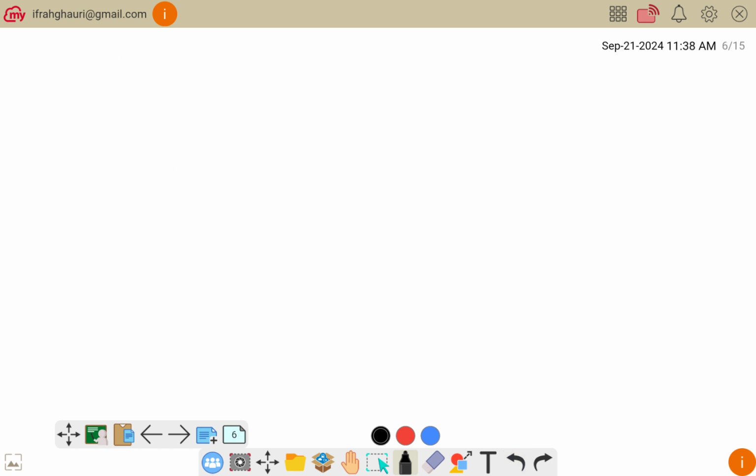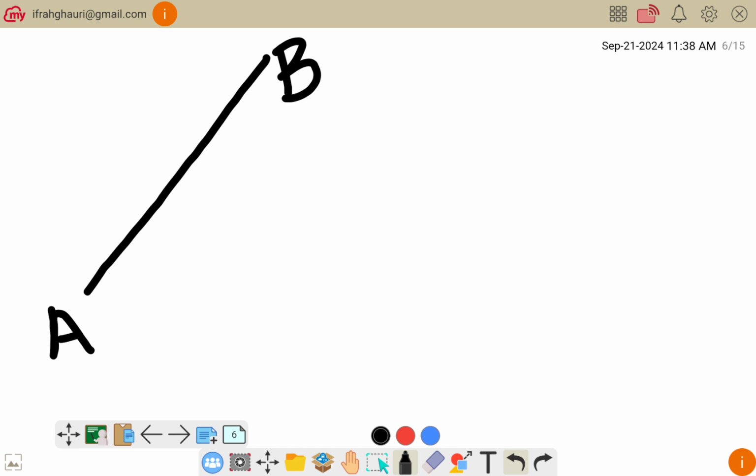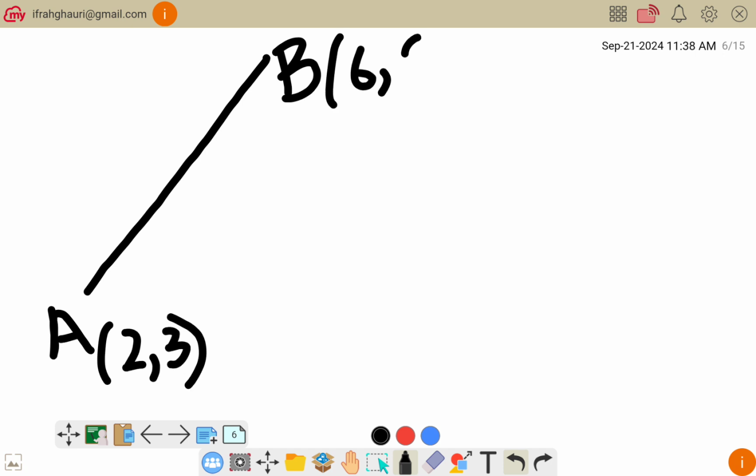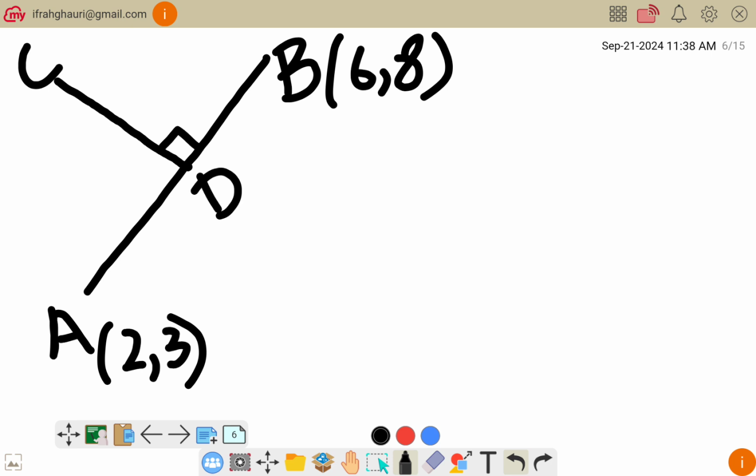Now let's move on towards another question. Let's suppose we have the points A and B. The coordinates of A are (2, 3) and the coordinates of B are (6, 8). There's another line which is perpendicular to it. We have to find the gradient of the line CD which is perpendicular to AB.